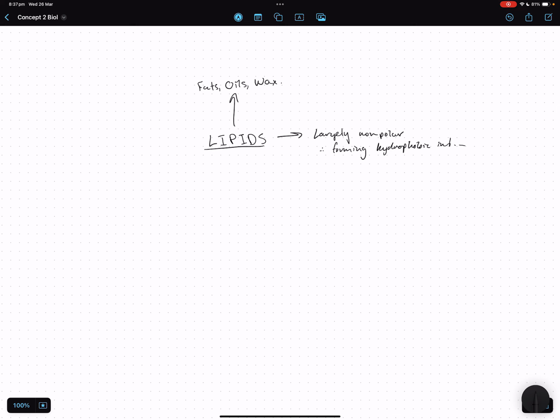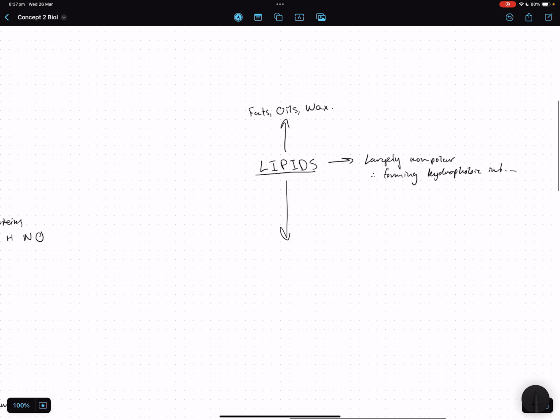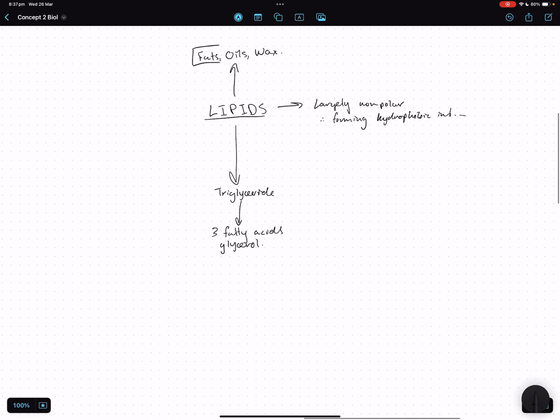Yeah, so lipids as well. If we talk about something like fat, a fat is a triglyceride, which is very common. You have three fatty acids and a glycerol. So glycerol is a molecule that looks like this, basically.